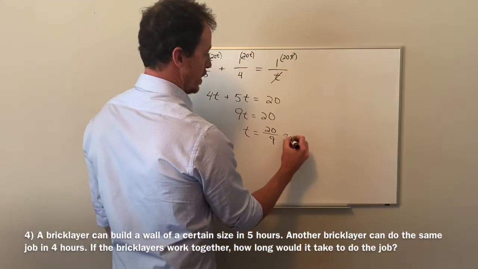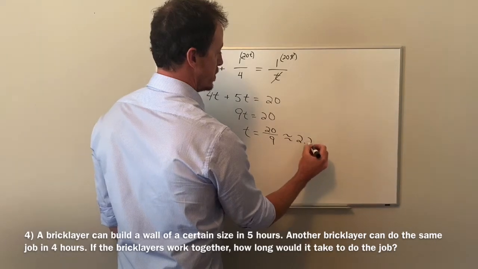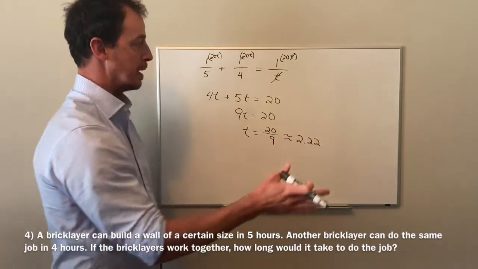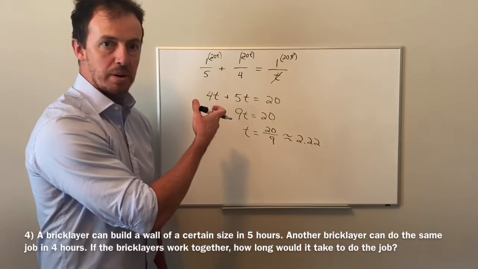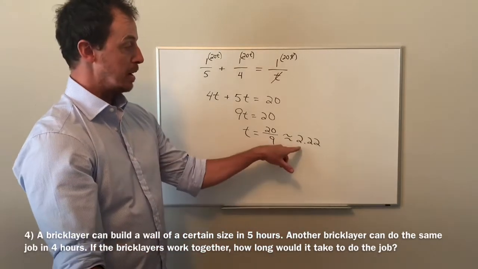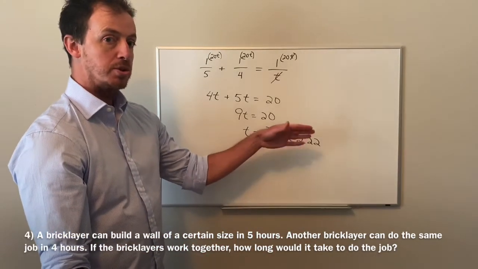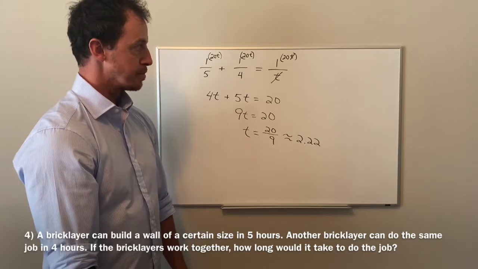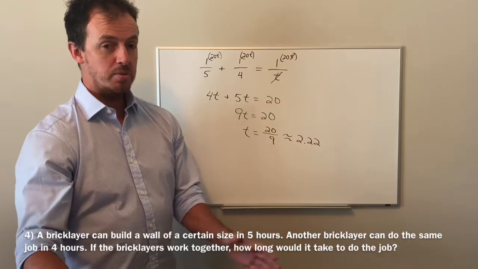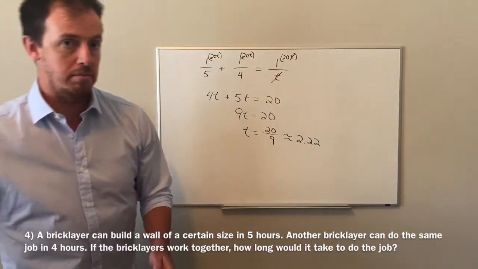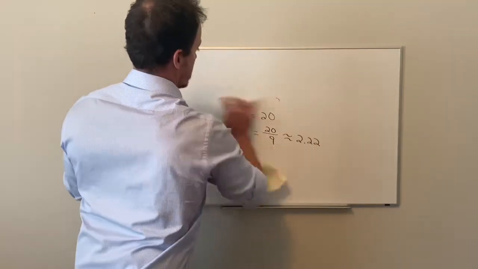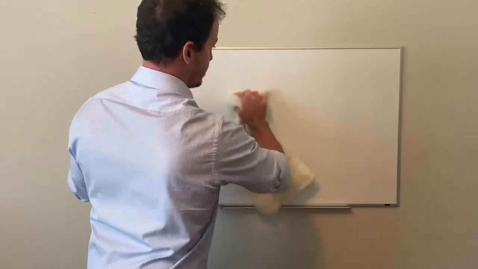And 2 2/9 is about 2.22. I don't care how you write the answer. I just want to show you that, again, it kind of makes sense. One guy can do it in 5 hours. One guy can do it in 4 hours. If they work together, it'll take them 2.22 hours, so 2 and some change. That's it. That's the whole thing. All these are the same. There is one little curveball that we'll talk about in a second. So let's look at that next one.